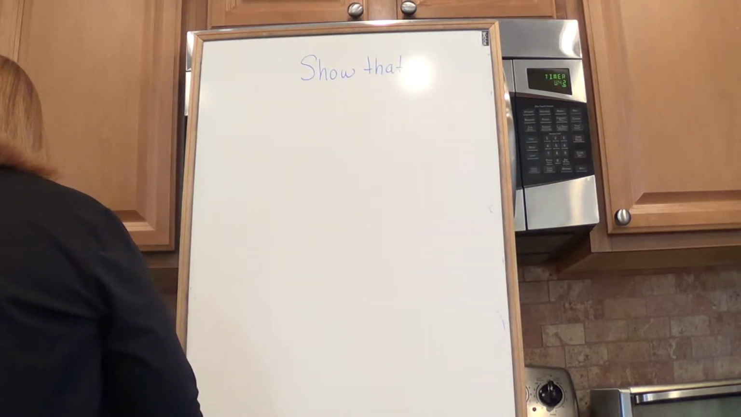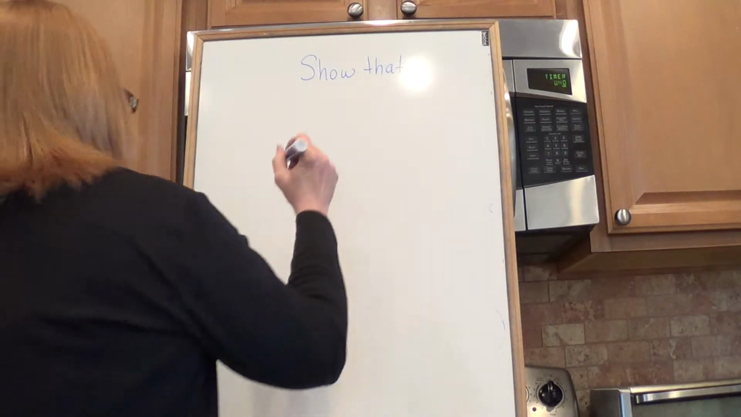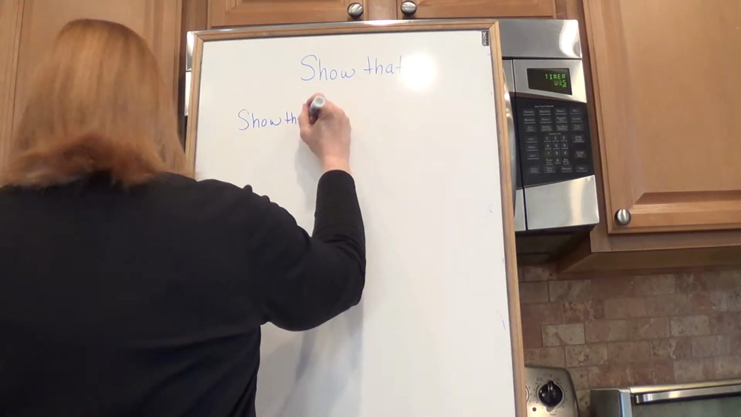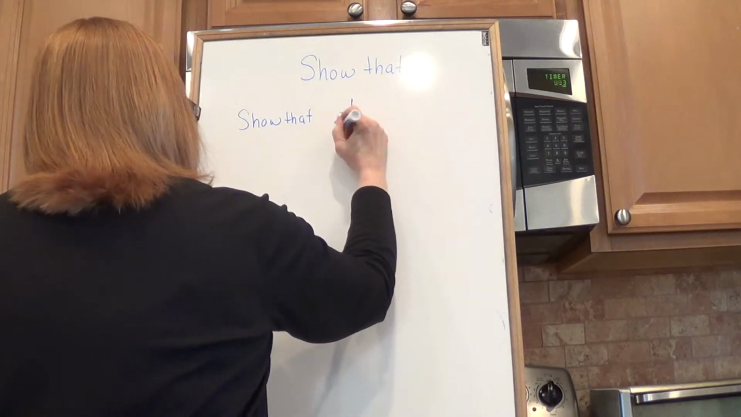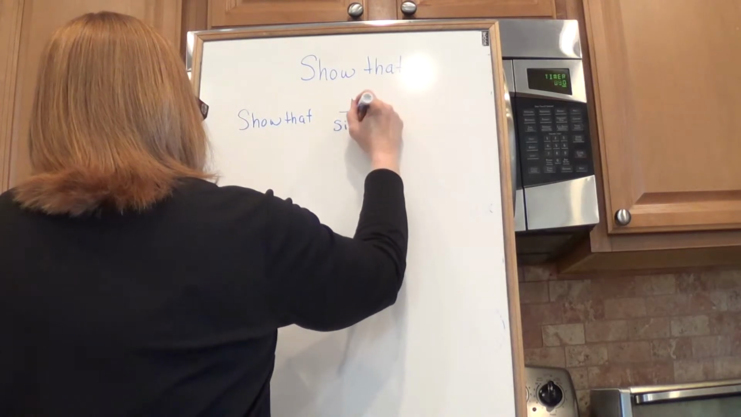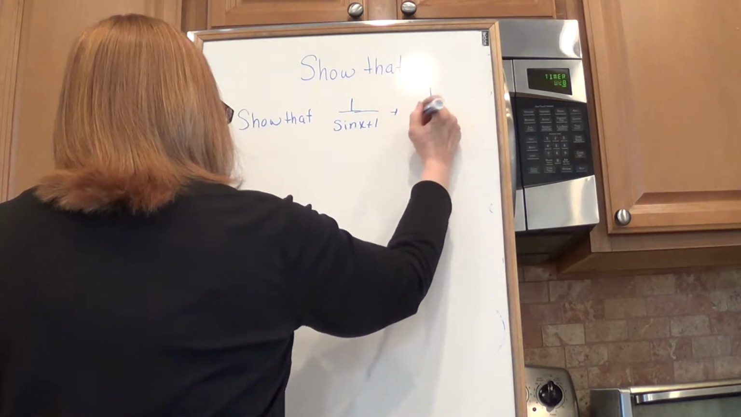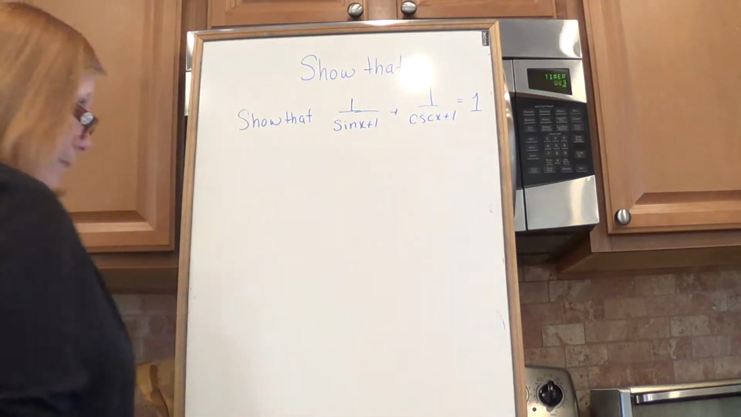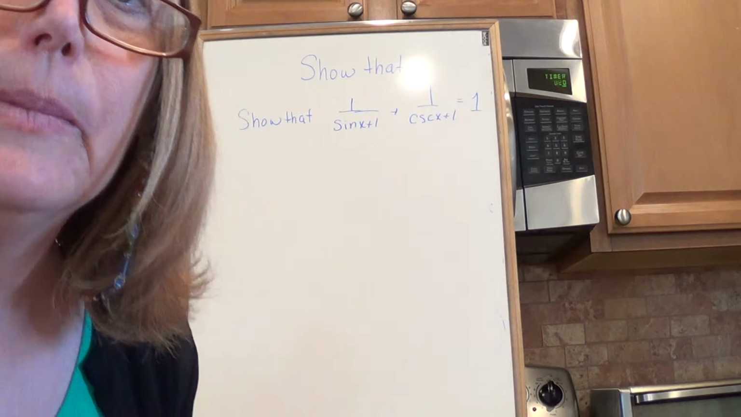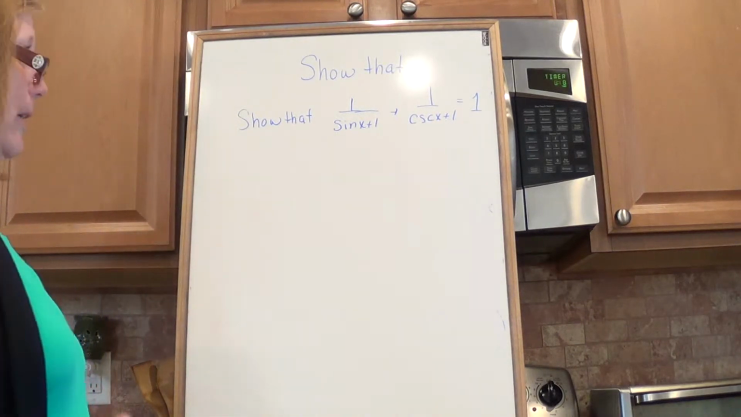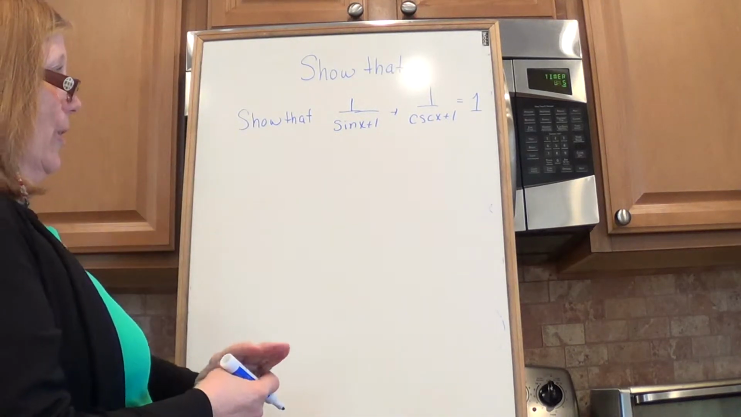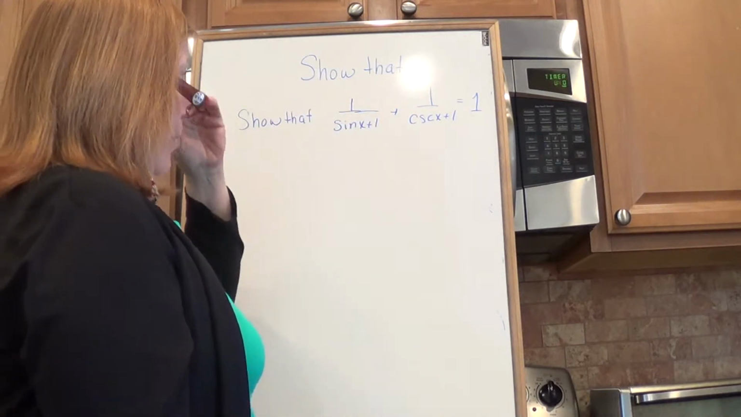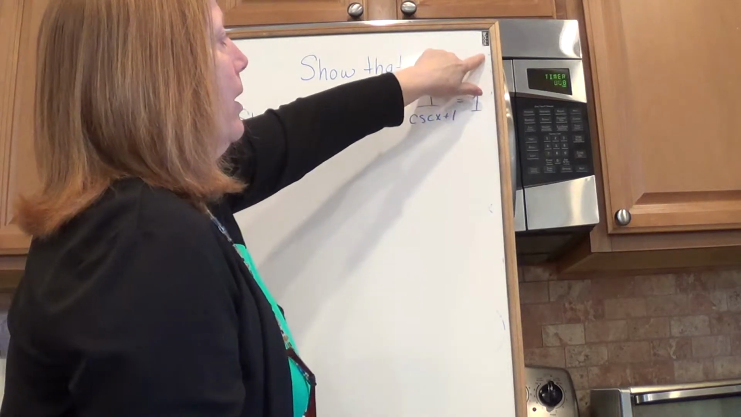Let's see if I can find the one I want. The first one is show that 1 over sine x plus 1 plus 1 over cosecant x plus 1 equals 1. Let me see if that shows up. I have a little bit of a glare going on there. So hopefully, if I read it to you, you can write it down. 1 over sine x plus 1 plus 1 over cosecant x plus 1 equals 1.